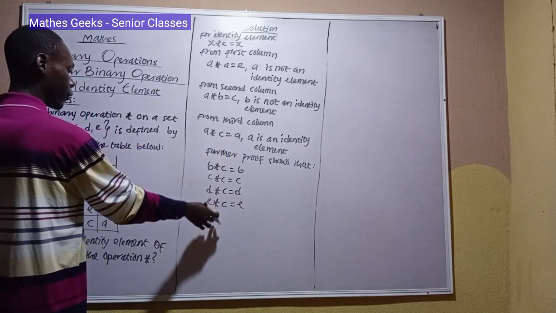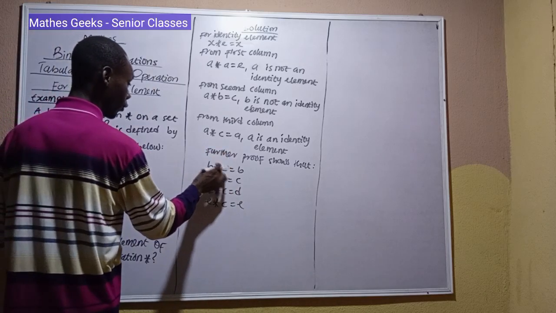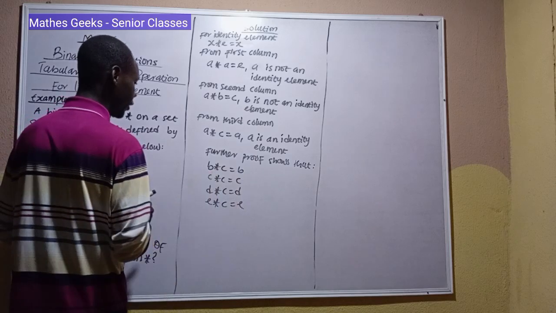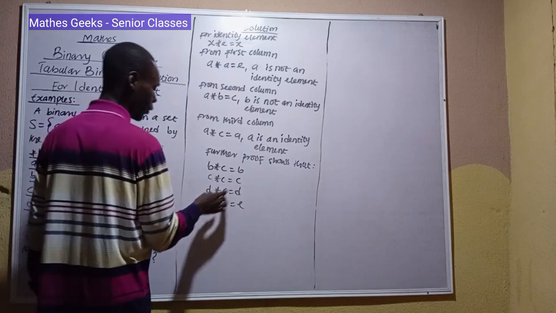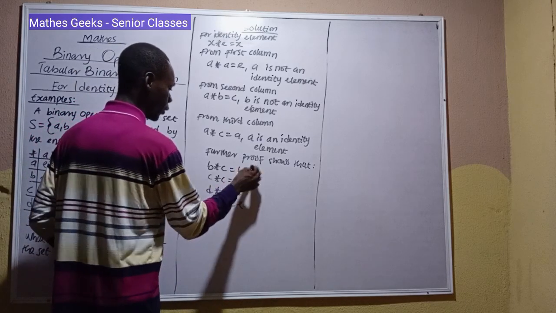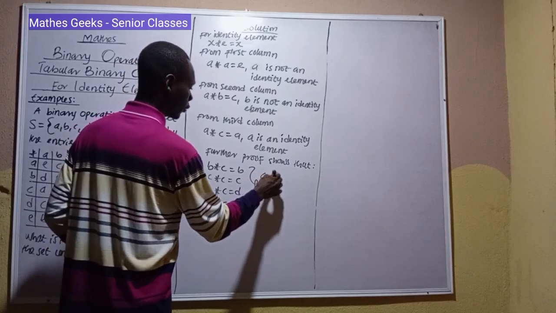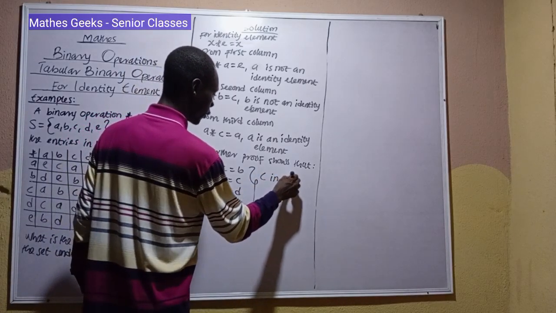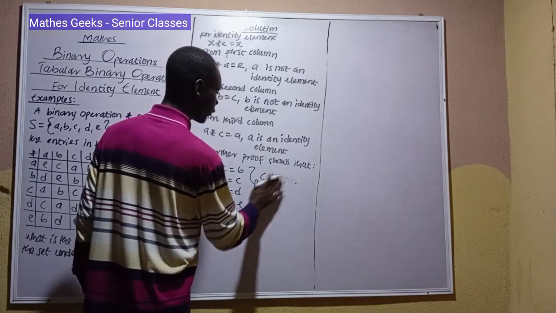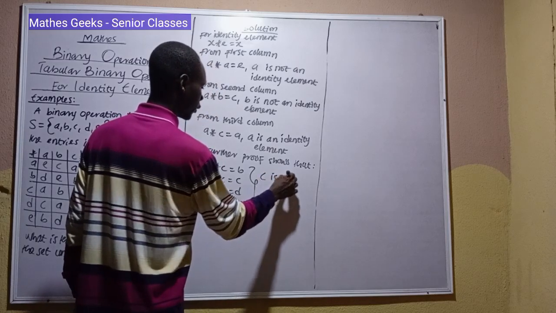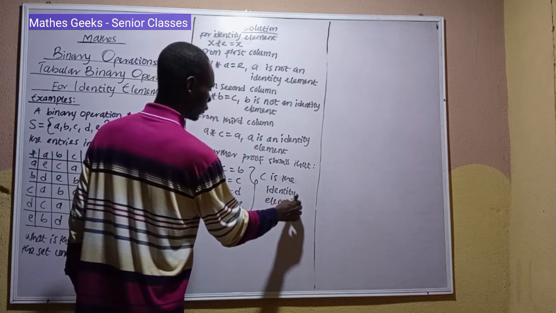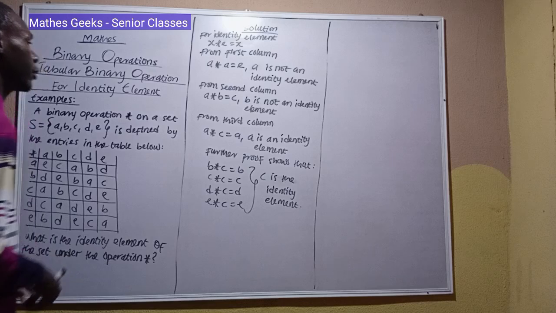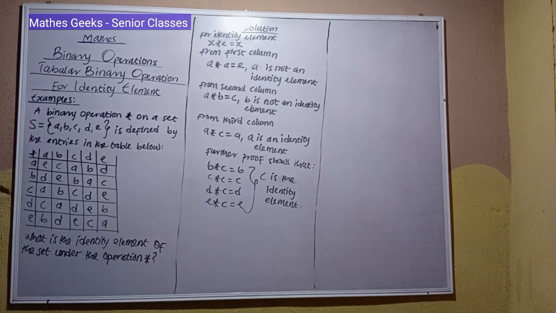You see that whenever B is combined with C, you get B back. When C is combined with C, you get C back. When D is combined with C, you get D back. And when E is combined with C, you get E back. So you see that C in this case is the identity element. So this shows how we get an identity element using tables.